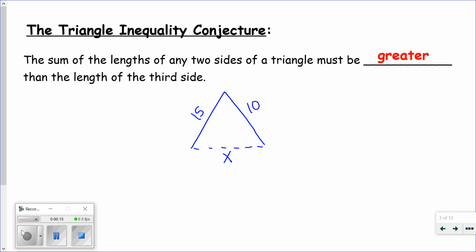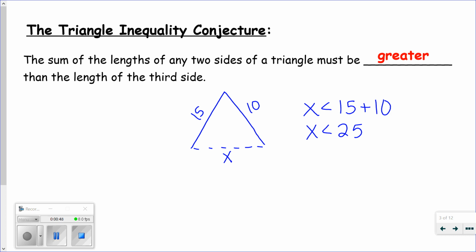So the sum of the lengths of any two sides of a triangle must be greater than the length of the third side. So what that means is that if I have this triangle where one side is 15 and one side is 10, the x, that third side, has to be less than 15 plus 10. If that third side is bigger than 15 plus 10, it doesn't work as a triangle. So x has to be less than 25, whatever your unit of measurement is.